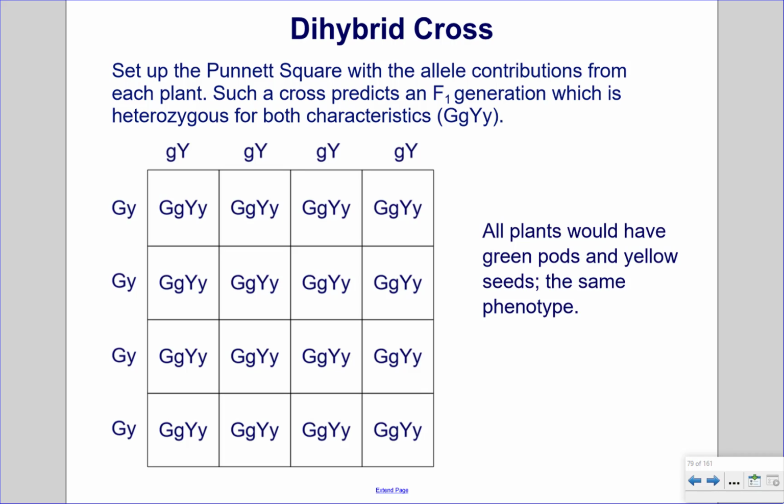Dihybrid cross. Set up the Punnett square with the allele combinations from each plant. Such a cross predicts an F1 generation which is heterozygous for both characteristics, big G, little g, big Y, little y. All plants would have green pods and yellow seeds, the same phenotype.